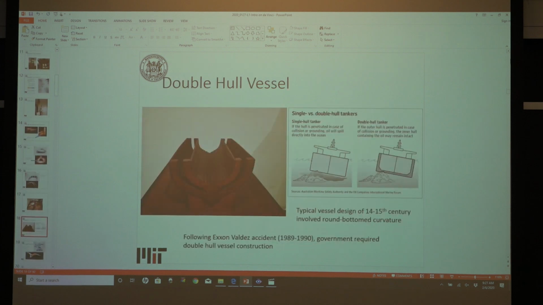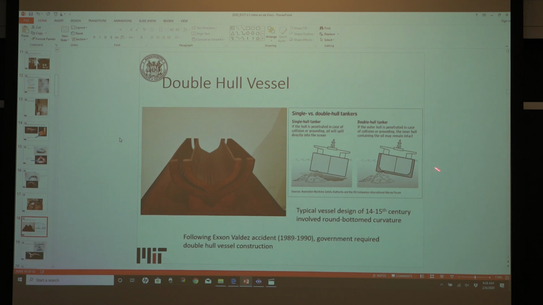So the double hull vessel, here's an image of the double hull vessel. So you see your outer hull here. Back in the day, this bottom area would have been a round bottom curvature. So what would have happened if there was any type of impact, you could breach that outside hull and then the vessel would no longer operate. With the double hull, even if you breached the outside vessel, you were able to still float.